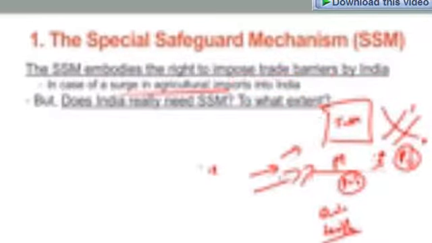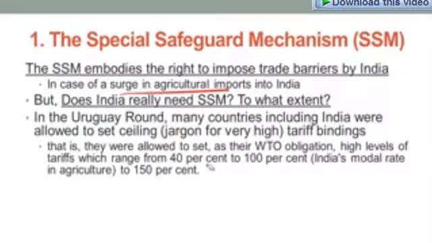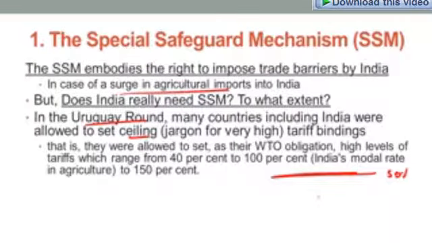Now question economic survey is asking is that, do India really need SSM? Do we need to protect so much? And the reason why they're asking that question is we have other ways of protecting our farmers also. Do we need SSM also? What other way do we have? The other way is that Uruguay round, when the WTO was first formed, India was allowed very high ceiling. What is the meaning of a ceiling? It means that suppose this is a ceiling. Suppose 50% is the ceiling. Now 50% is the ceiling. We have the right to increase our tariff rate, customs duty till 50%.